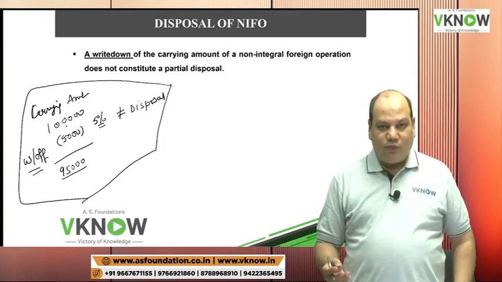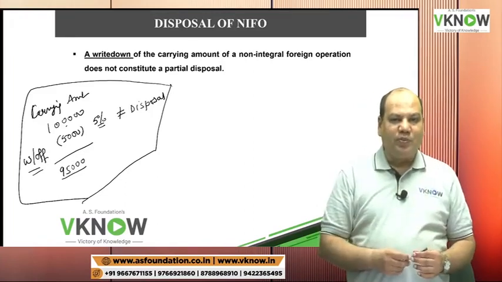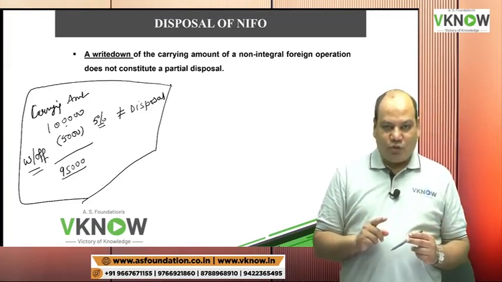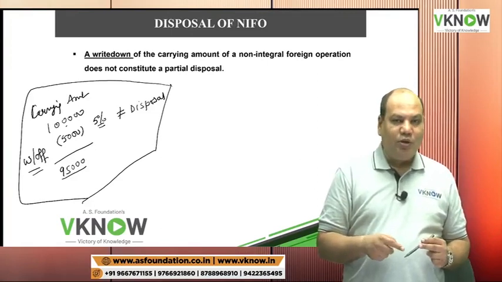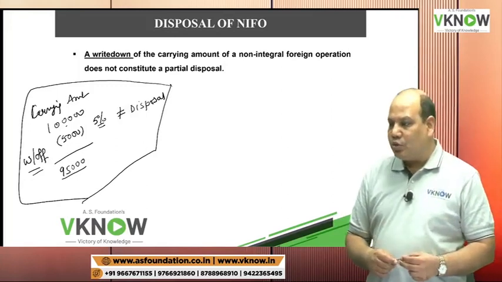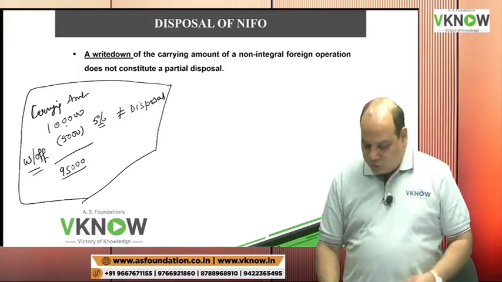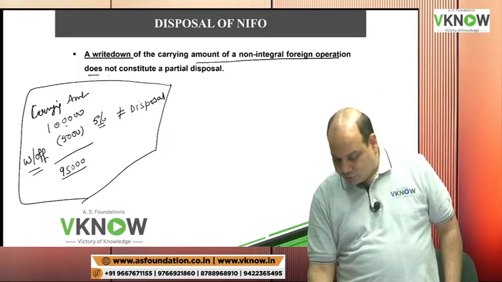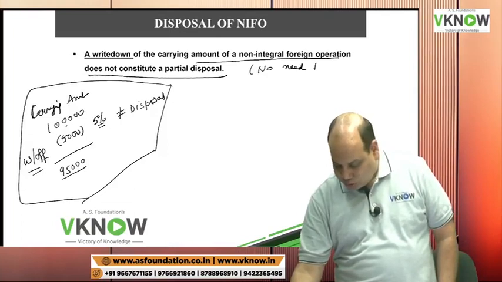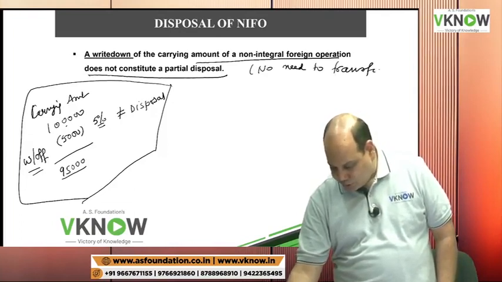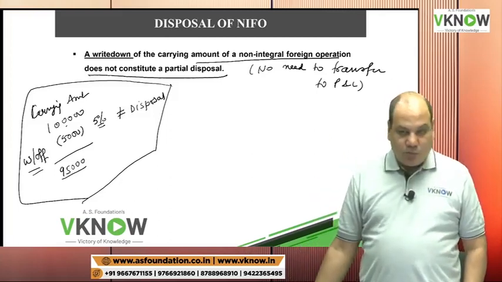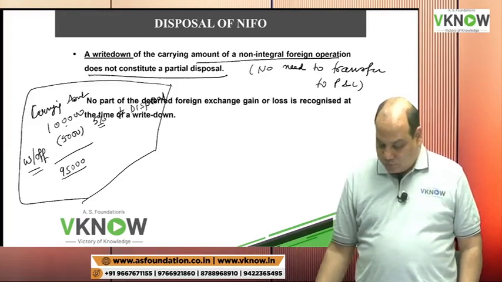So what I was saying, if you reduce the carrying amount of the investment by some percentage, it is not partial disposal. In that case, since it is not partial disposal, you are not going to transfer from FCTR to P&L account. So write down of a carrying amount is not a partial disposal. So you will not need to transfer to P&L account. So this is the instruction about non-integral foreign operation.